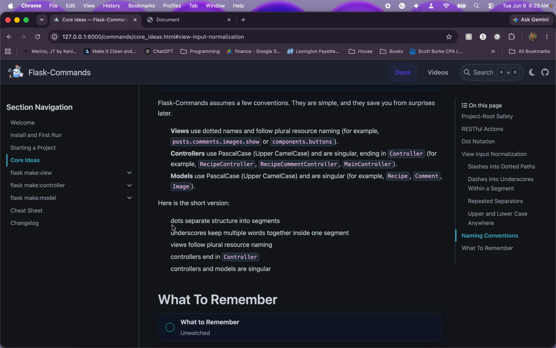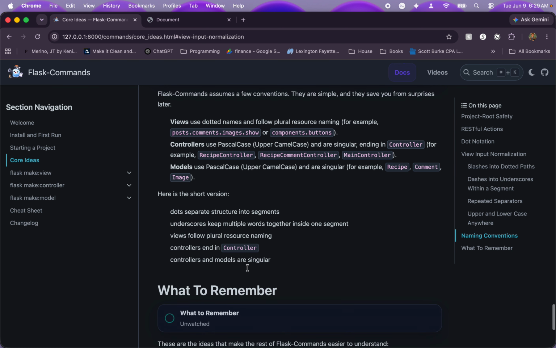So here's the short list. Dots separate structure into segments. Underscores keep multiple words together in one segment. Views follow a plural resource naming convention. Controllers end with the word controller, and controllers and models are singular.